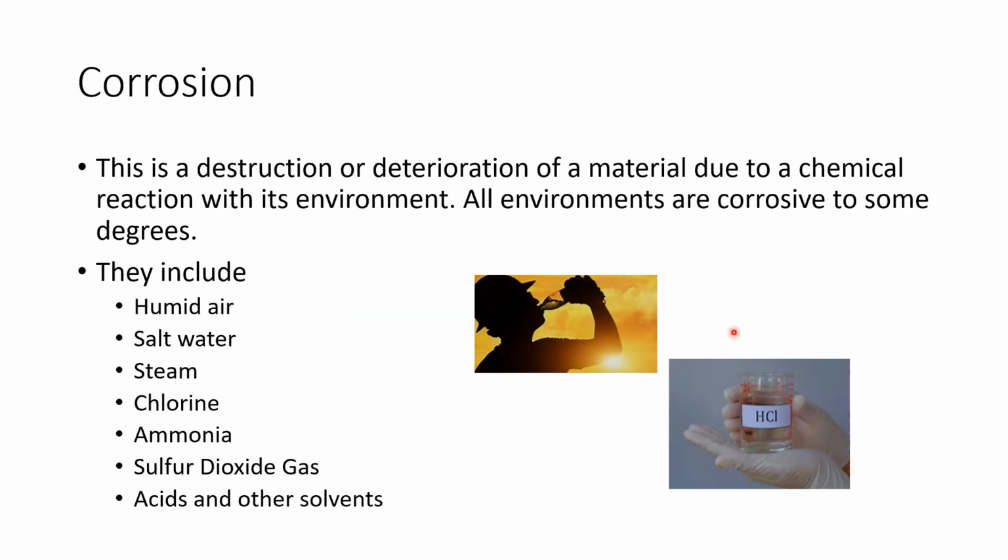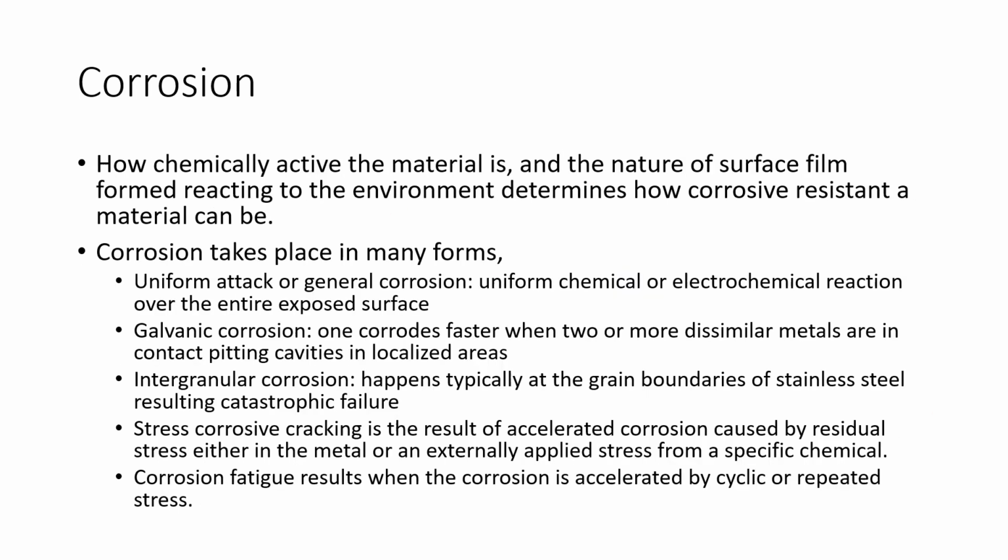Corrosion is nothing but a deterioration or destruction of material because it reacts to the environment. So the environments are corrosive to everything in the world to some degree, because we have humidity, we have salts in the water, we have steam, we're all subjected to it. And then we have chlorine, ammonia, sulfur dioxide gas, acids and other solvents. So all these things definitely enhance the deterioration of the material, which we call corrosion, reaction to the environment.